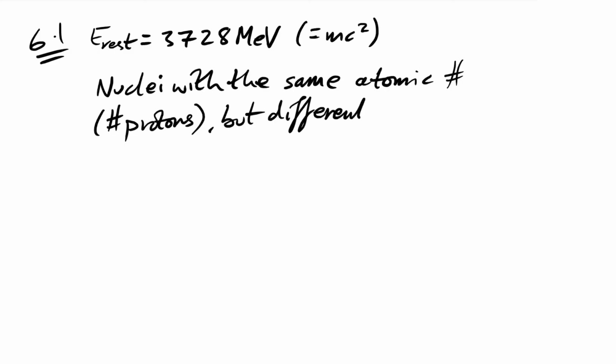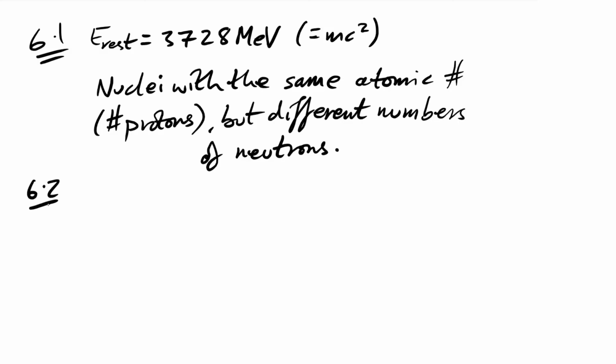6.1, we're looking at some particle physics or nuclear here. We have the rest energy of a helium nucleus is 3,728 mega electron volts. We know that that's rest energy, so that's equal to mc squared. First things first, we're being asked what is meant by isotopes. Isotopes are nuclei with the same atomic number, that's the same number of protons, but different numbers of neutrons.